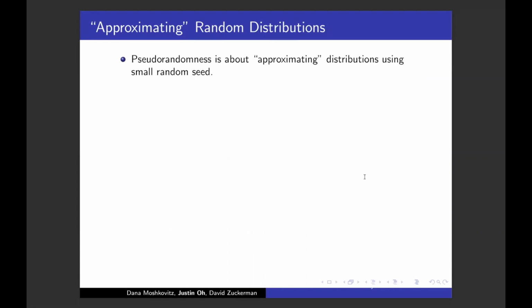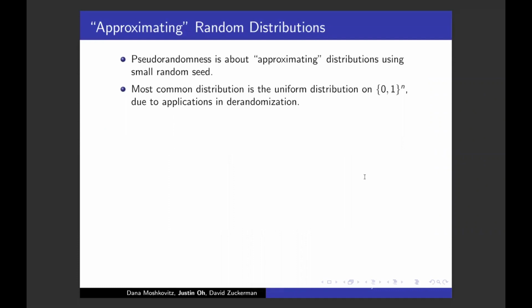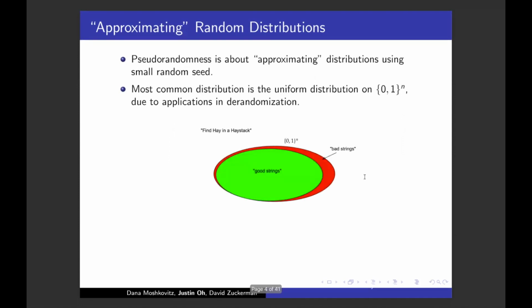One can say that the study of pseudo-randomness is about approximating random distributions using a small random seed. In computer science, the most common distribution that people study to approximate is the uniform distribution on n-bit strings. This is due to applications in de-randomization and other things. And the famous idea is that de-randomization is about finding hay in a haystack.